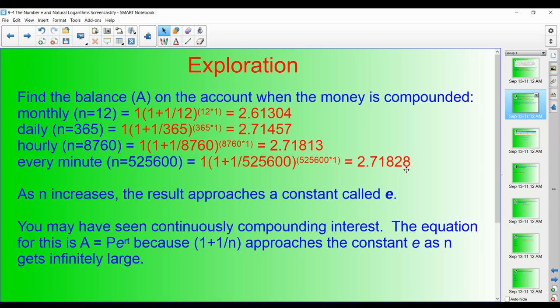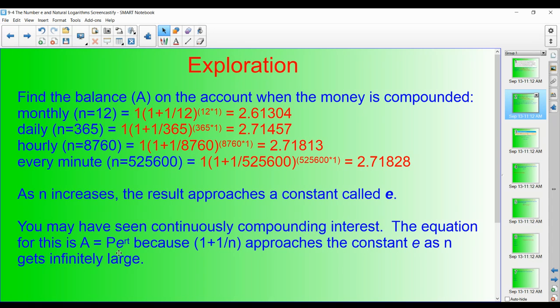exponential constant. Okay, this has to do with something called limits and series, which we'll get to at the end of the year. And that's why our continuously compounding interest equation is A equals Pe^(rt), where e is this constant that's approximately 2.718. So because (1 + 1/n)^n approaches e as n gets infinitely large, we have this equation. So if something's compounding continuously, we're going to use the constant e.